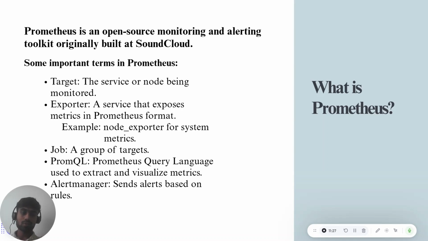Then there is a job. A job is basically a group of targets. Like a target is a service or node which is being monitored, and a job is a group of targets. Then there is a specific query language designed for Prometheus only, which is also called PromQL, Prometheus Query Language. It is used to extract and visualize metrics. Then there is Alert Manager. Alert Manager sends alerts based on rules. So these are some of the key terms in Prometheus.